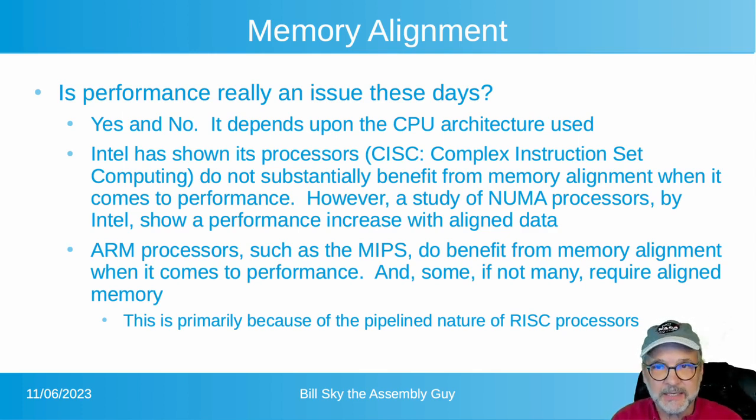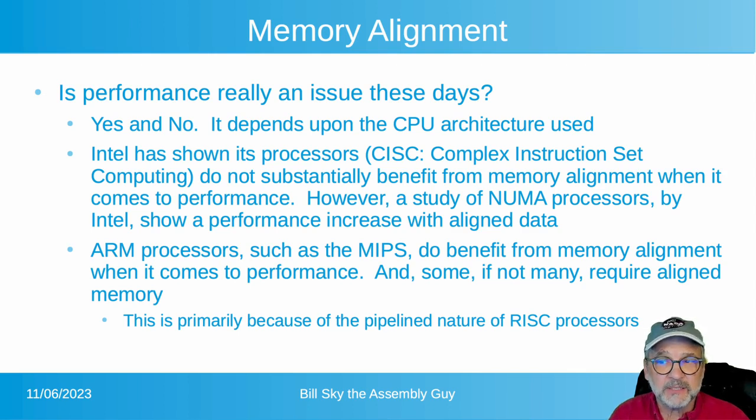I saw a study done where it says that Intel shows that its complex instruction set computing CPUs do not substantially benefit from memory alignment when it comes to performance. However, I saw another study, NUMA processors, and I can't remember off the top of my head what NUMA stands for, but NUMA is a processor that has multiple cores. There's a lot more to it than just that. However, a study of NUMA processors by Intel shows a performance increase is beneficial with aligned data.